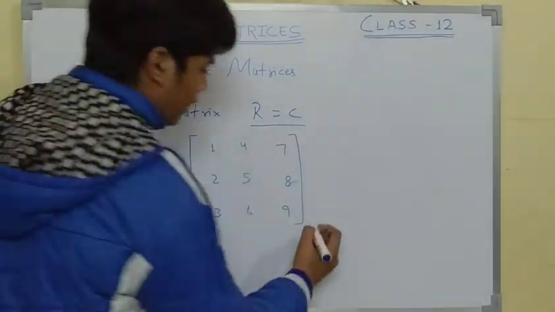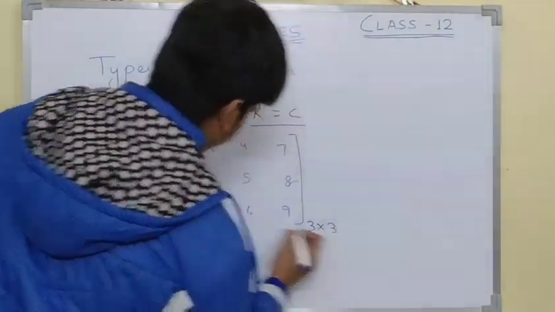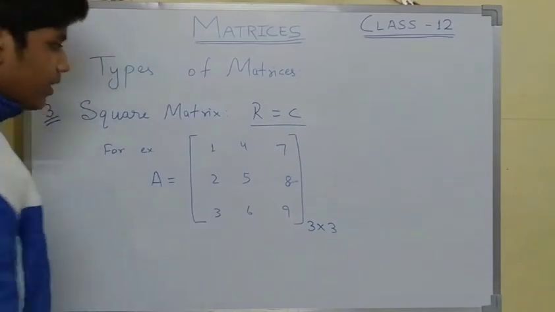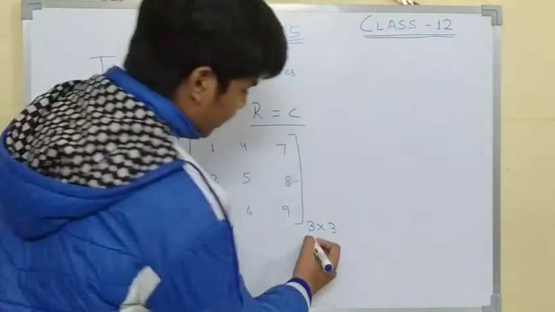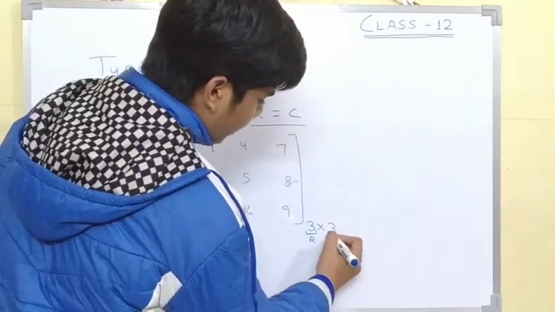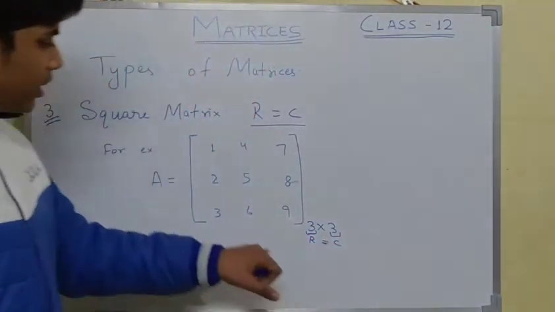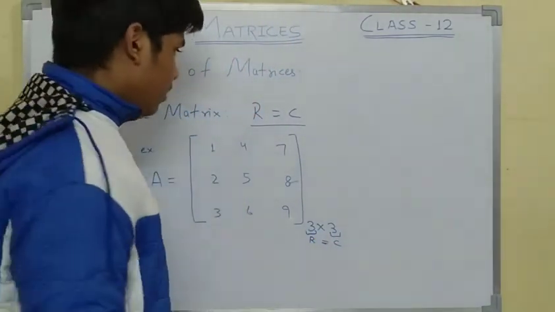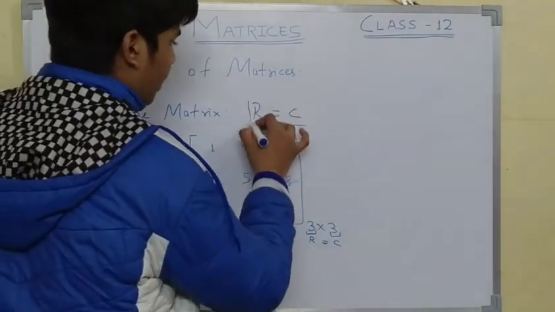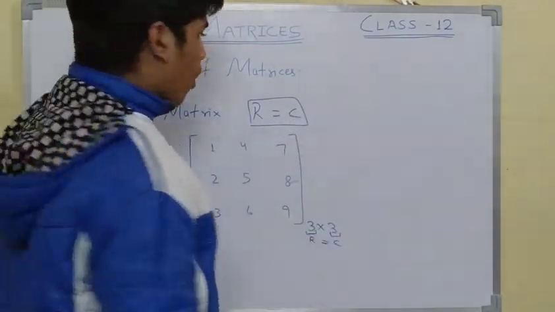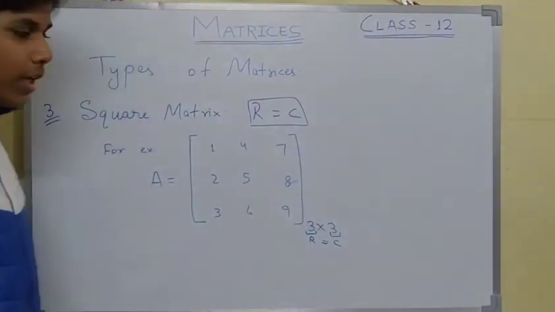Then the order of this matrix is 3 into 3. Here we can clearly see its rows and its columns. Here R equals column, which is 3. So this is a square matrix of order 3. So here we can also write, if R equals C, then it is a square matrix of order C or R, because both are equal.